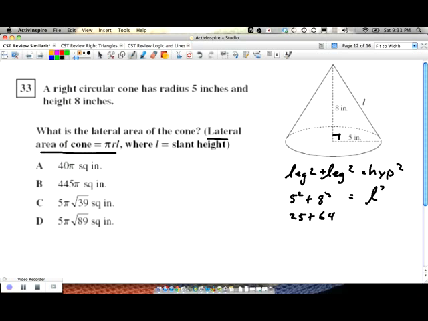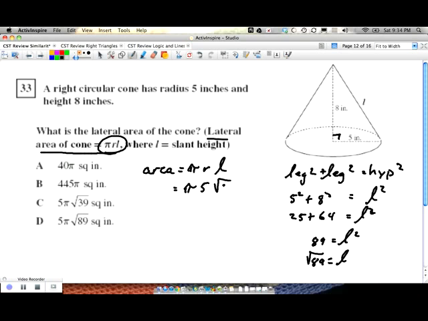That would be 25 plus 64 is going to equal that L squared. So 25 and 64 put together make 89. So the square root of 89 equals L. Why do I need to know that? Because that's in my formula here that they're giving me. They're saying that the area is going to be equal to pi times the radius times L. Well, pi is just itself, and then r in this case is 5, and L is the square root of 89. The only thing that comes close to that is D.